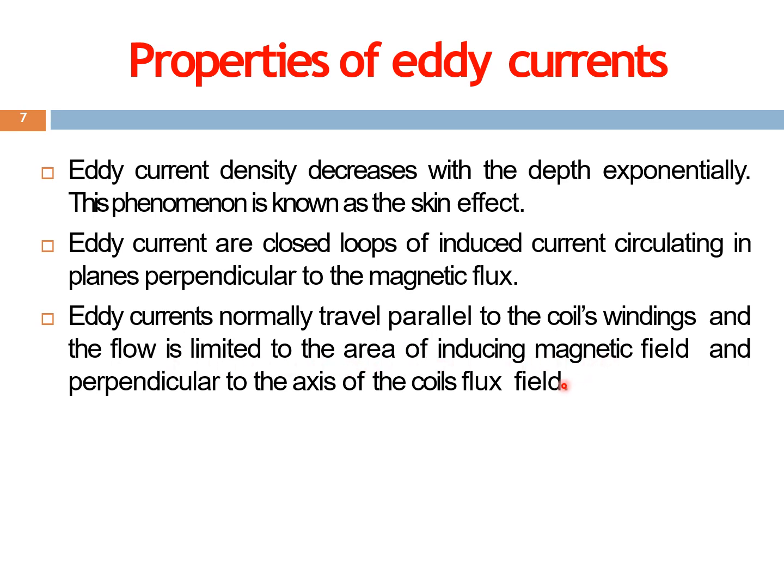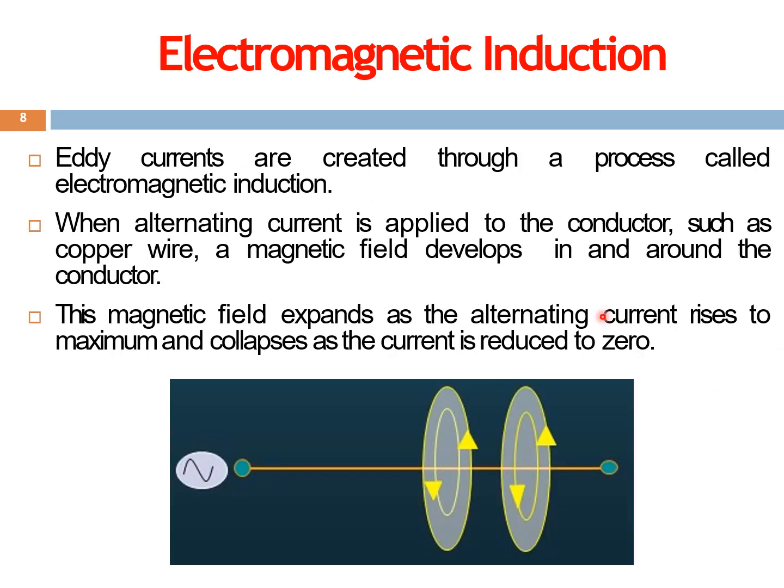That is, the secondary conductor is brought in to the primary conductor coil. So the area where the magnetic field of the first conductor is influencing is limited. That is, the eddy currents, normally their density is dependent on the area of the induced magnetic field, and it is perpendicular to the axis of the coil flux field.